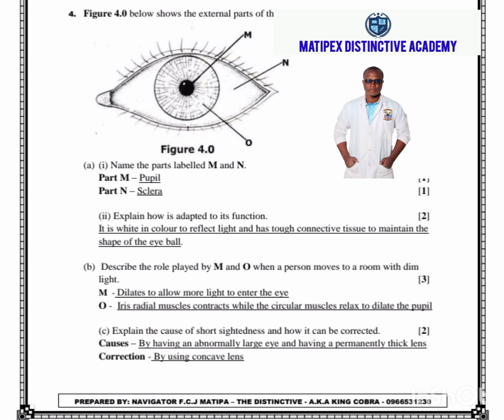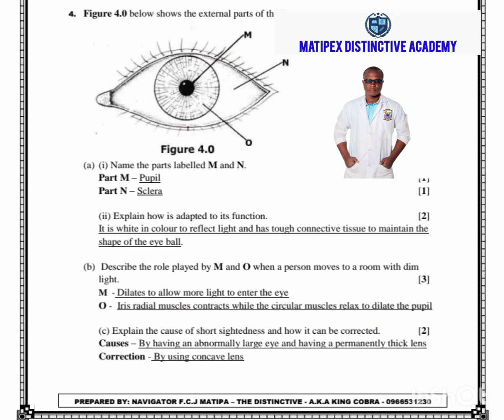So a room with dim light is a room which has low light intensity, a room which is not bright, a room which has only a small quantity of light. So what role does the pupil and iris play when a person moves into a dim light room? So M dilates to allow more light to enter the eye. So the pupil dilates, meaning it becomes big to allow more light to enter the eye, so that you can see clearly.